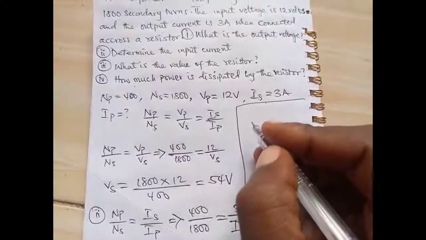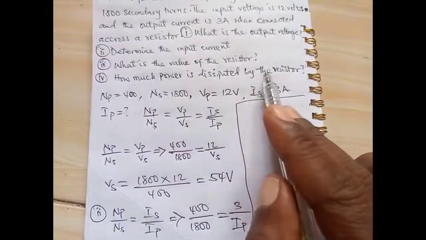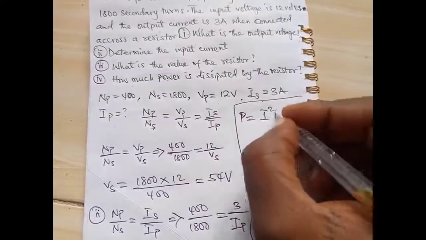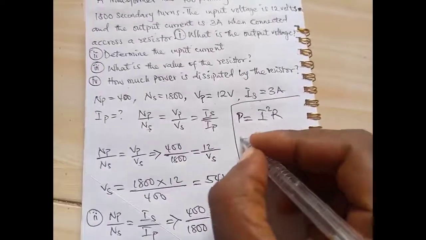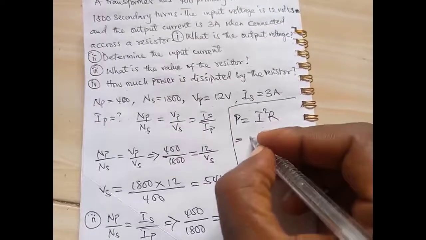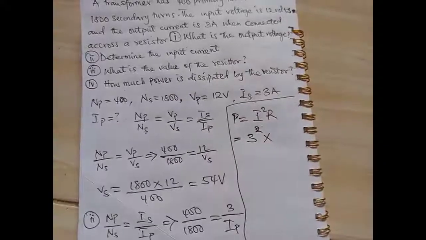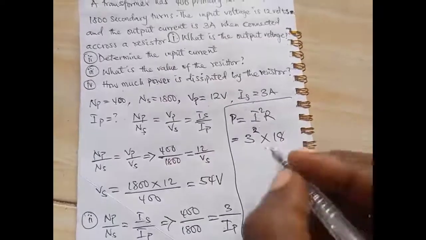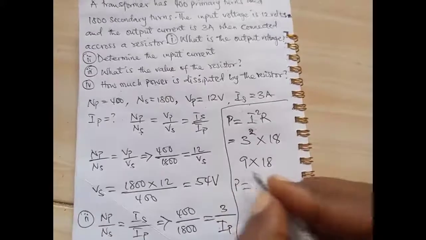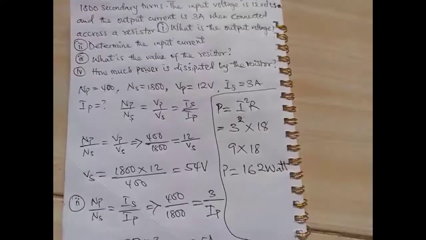The last question says, how much power is dissipated by the resistor? Now we know that power P is given as I squared R. So the I that we're going to use is 3, the output. So 3 squared times the R, which is 18. This already is 9 times 18. So our power is 9 times 18, which gives us 162. Power is measured in watts.